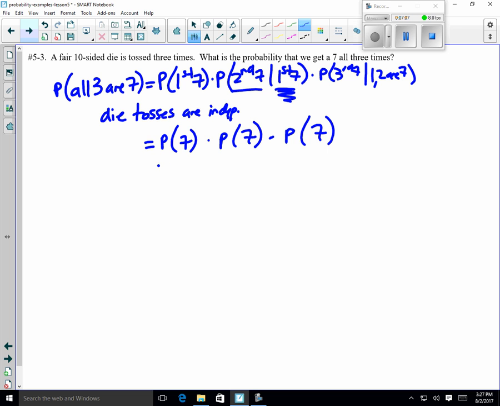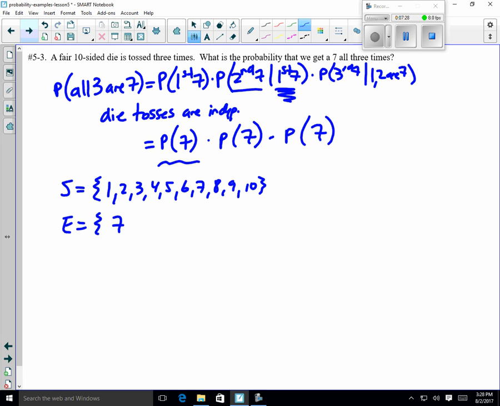So let's figure out what one of these probabilities of 7 are. Since each of the sides of the die are presumably equally likely, the sample space would be the list of all the possible answers, right? We have 10 sides, so we could get a 1, a 2, a 3, a 4, a 5, a 6, a 7, an 8, a 9, or a 10. And the event would be that we get specifically a 7, right? So this probability of 7 here would just be 1 of the 10 cases.